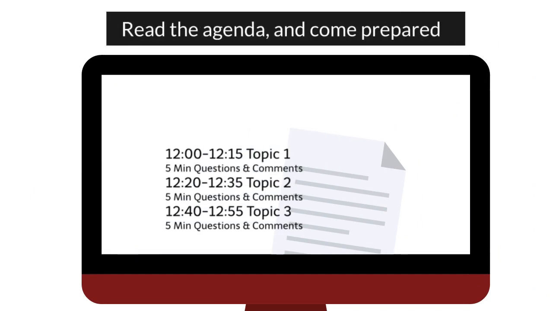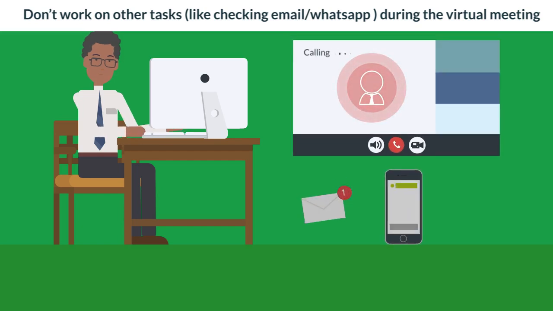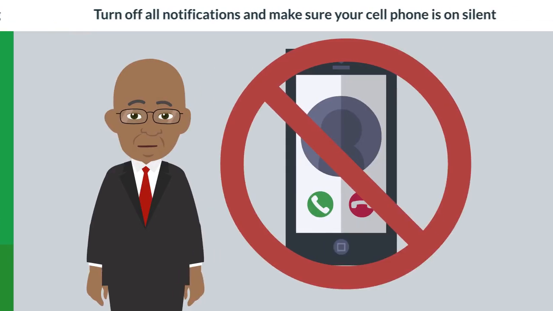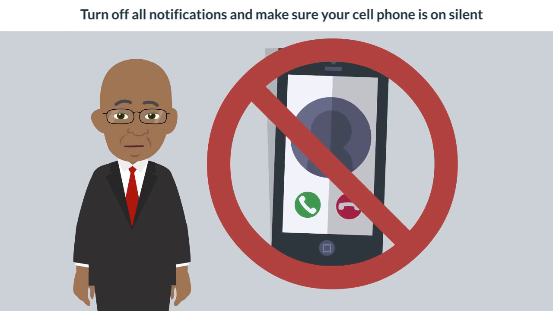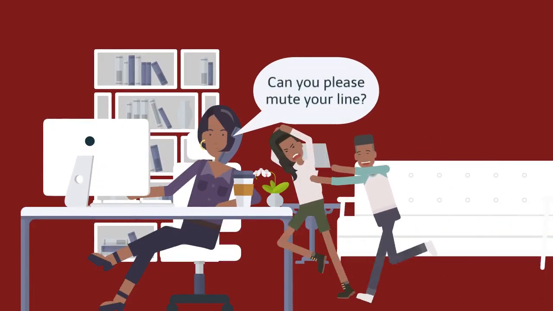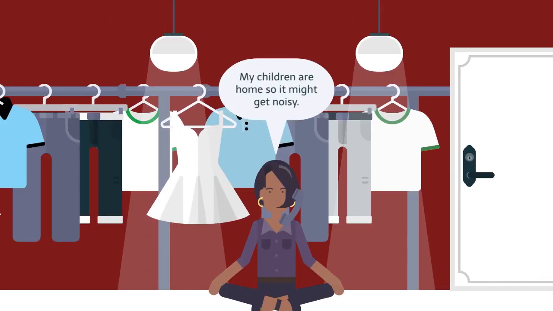Fifth, read the agenda and come prepared. Sixth, don't work on other tasks like checking your email or WhatsApp during the virtual meeting. Seventh, turn off all notifications and make sure your cell phone is on silent. And finally, make sure all team members are in a quiet area free from unnecessary distractions.